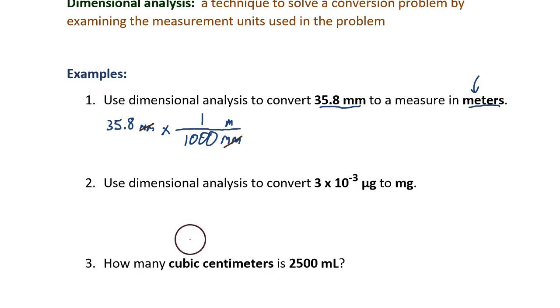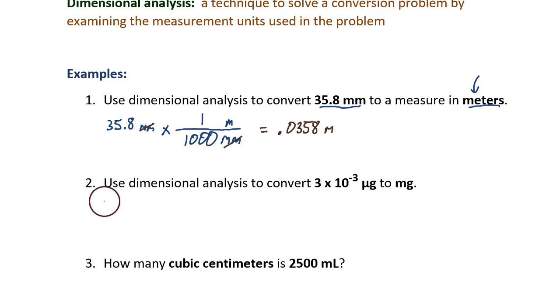Now in your head or on a calculator, do this math work. 35.8 times by 1 and divide by 1,000. You don't really need a calculator because dividing by 1,000 can be done by moving the decimal 3 positions to the left. This becomes 0.0358 meters. Example number 2. Use dimensional analysis to convert this number of micrograms into milligrams.